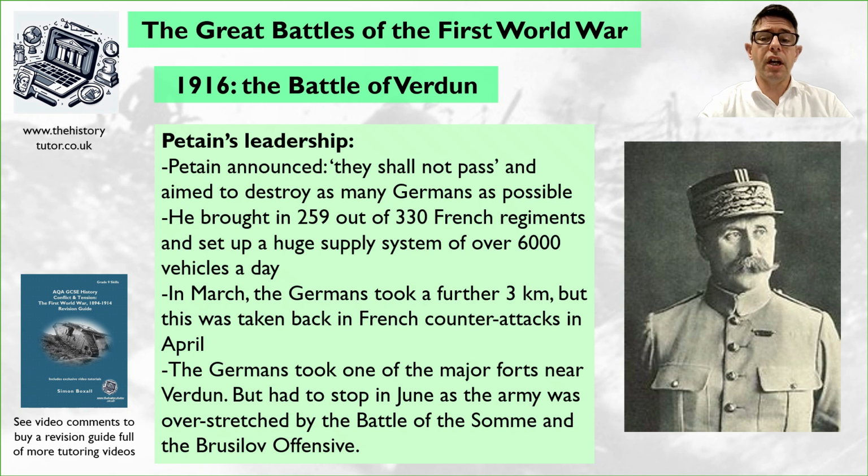In March, the Germans took over 3 kilometres of land, but this was taken back by a French counterattack in April. So there was a series of big battles going on, with lots of people being lost, lots of supplies being used, and no real land being taken. Germans took one of the major forts near Verdun, but had to stop in June as its army was overstretched by the Battle of the Somme, and in the east the Brusilov offensive, where they also needed to go and help the Austrians who were struggling against the Russians.